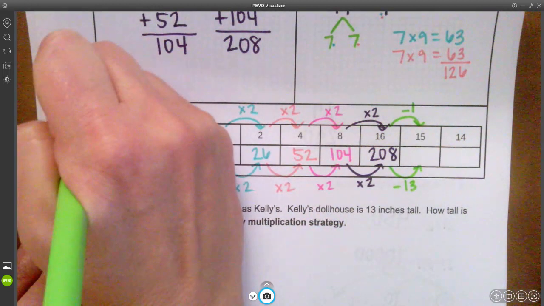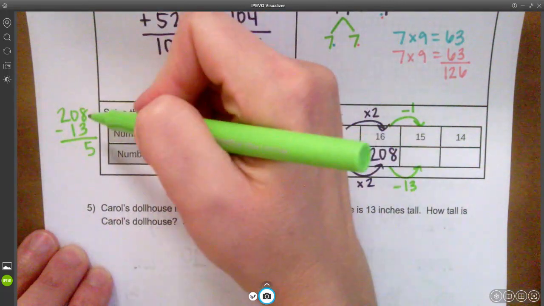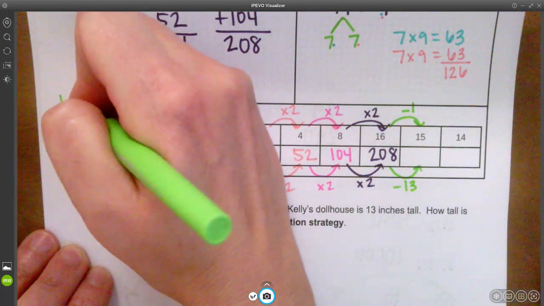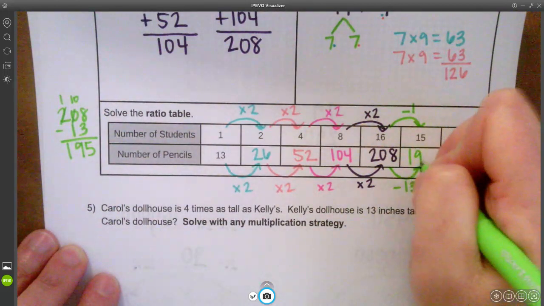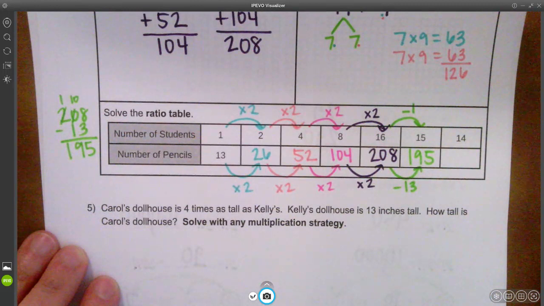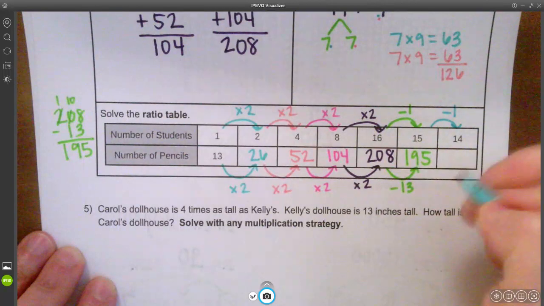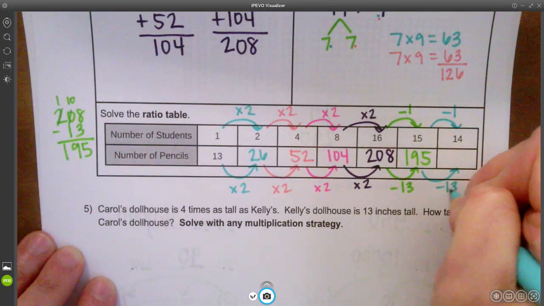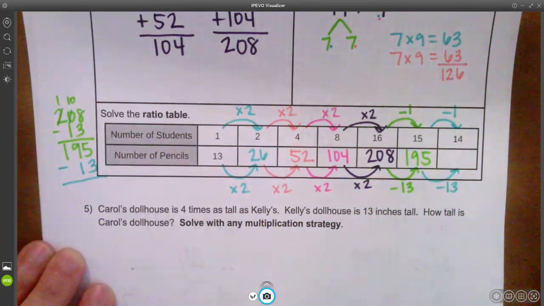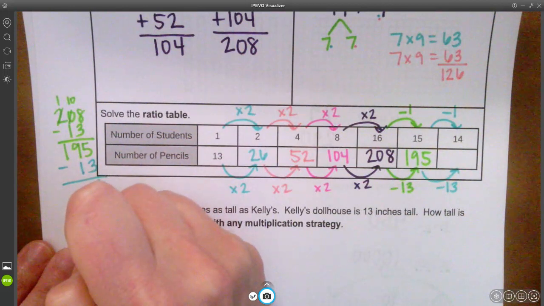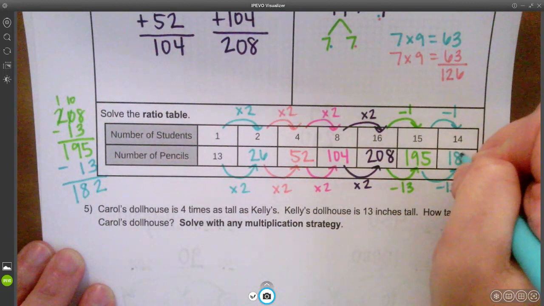Oh my goodness, be careful with your subtraction. We've been working on it all year. 8 minus 3 I can do. I can't do 0 minus 1, so I'm going to make this a 1 to make this a 10. Now I can subtract: 195. Okay. And we're going to do it one more time. If I take away one student, that means I need to take away 13 pencils. So I think I'm just going to use this and subtract 13, right? So I don't have to rewrite it. 5 minus 3 I can do. 9 minus 1 I can do. For a final answer of 182.